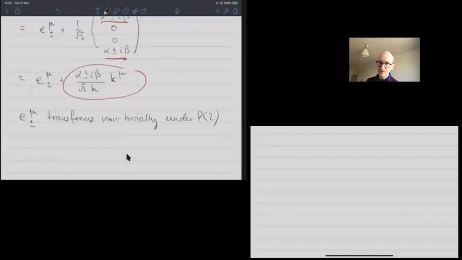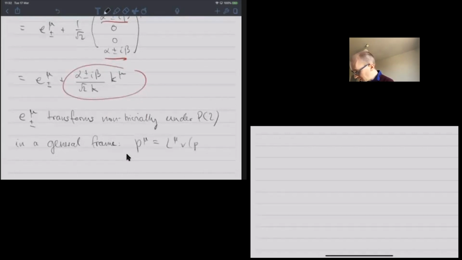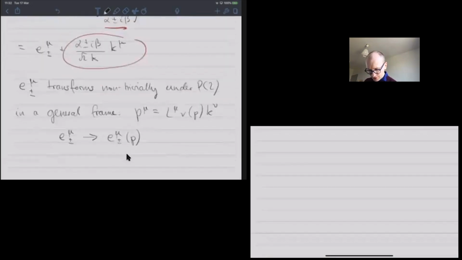So now, of course, what we really want to know is what happens in a general frame. So let's do that now, okay? In a general frame, our momentum p mu is equal to L mu nu of p k nu. And our E mu, just notation wise, plus or minus, they become E mu plus or minus of P. And so now we want to know lambda mu nu, E nu plus or minus of P.